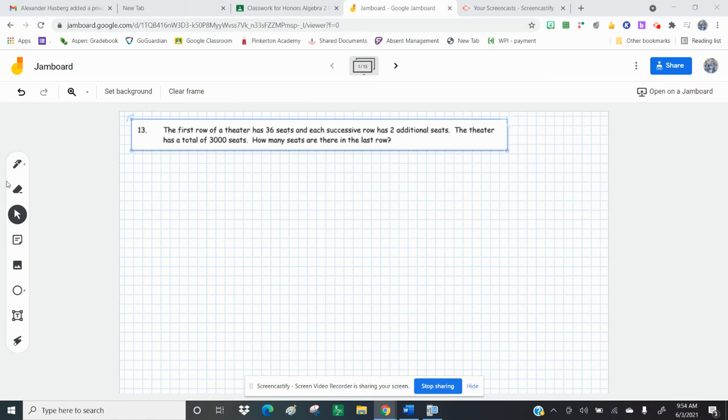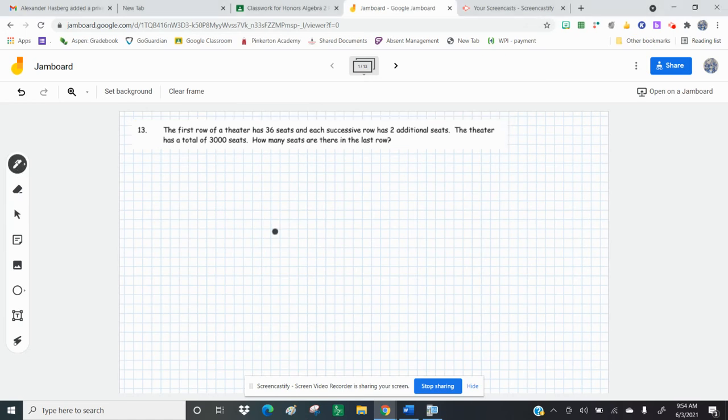All right, so this is sequence 2, number 13. In the first row, a theater has 36 seats, and each successive row has 2 additional seats. The theater has a total of 3,000 seats. How many seats are there in the last row?